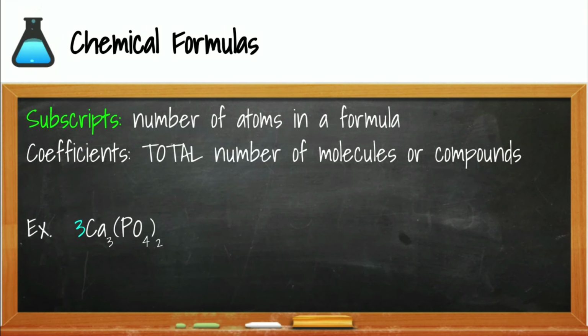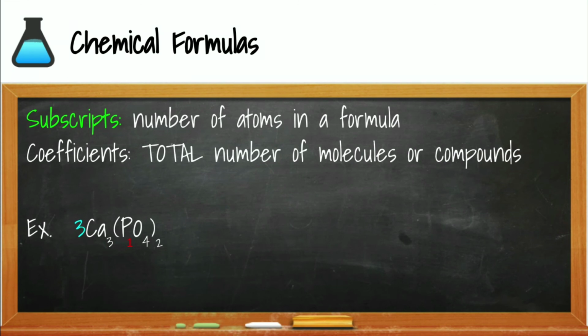As a summary, there are two different types of numbers in chemical formulas. There are subscripts, which are small numbers written after an element symbol, and there are coefficients, which are large numbers written in front of the total compound. The subscripts tell us the number of atoms in a formula. Here we have the chemical formula for calcium phosphate. So the first thing we want to do is examine the subscripts so we can determine the number of calcium, phosphorus, and oxygen atoms in the compound. Recall that the subscript 1 is never written but is always understood.